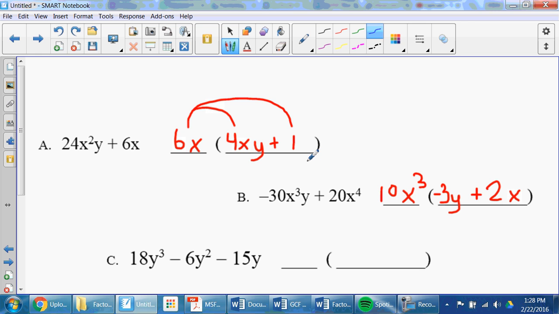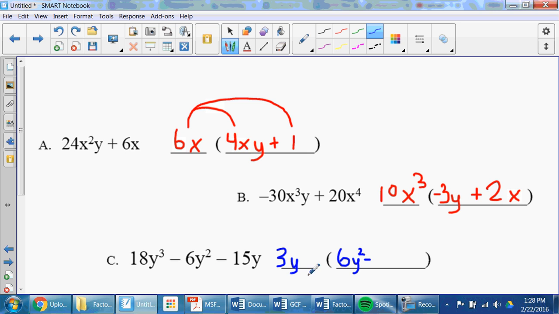All right, pause the video and try to do C. C, the greatest common factor between them would be 3. So I can factor out a 3. They all have a y, so I take the y out with the lowest exponent. This y to the first is the one I'm going to take out. Then I do 3 times what gets me 18? 6. Then I need my y's to add up. I have 1. I need to get to 3, so I need y squared. So those all add up.